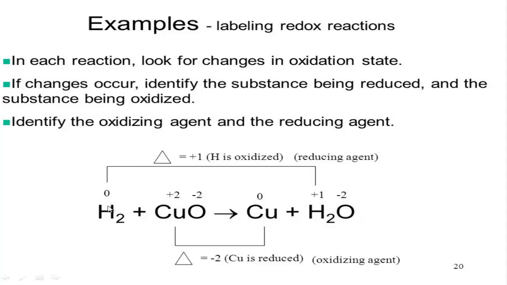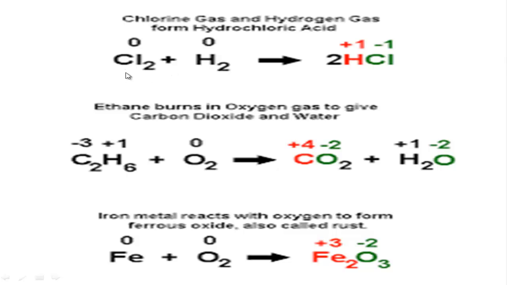So in this way, through the increase or decrease of oxidation number, we can easily identify the oxidation and reduction reaction from a redox reaction. Now follow more examples.